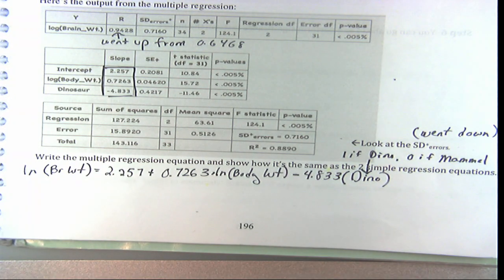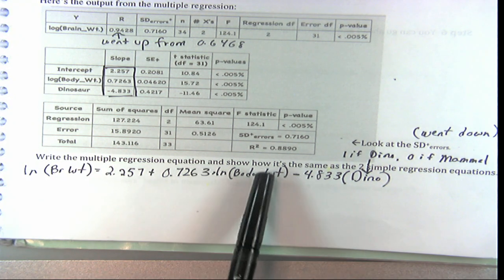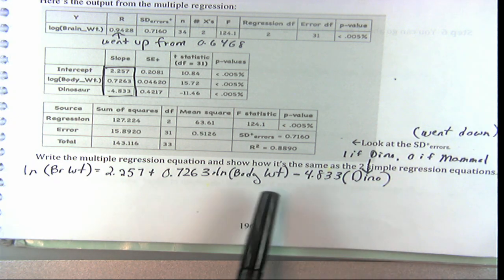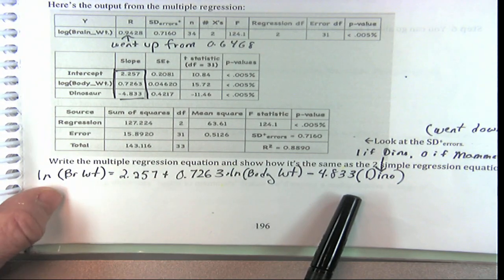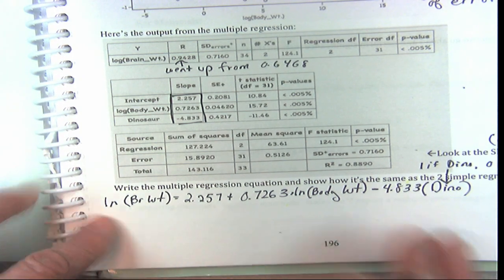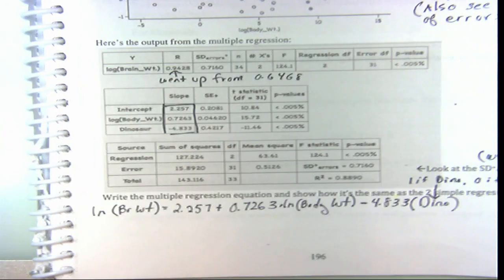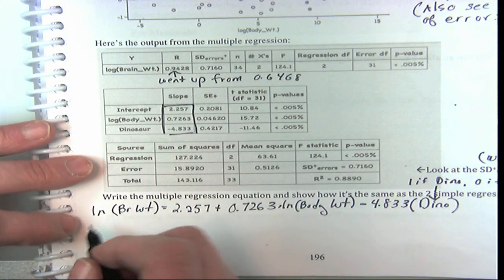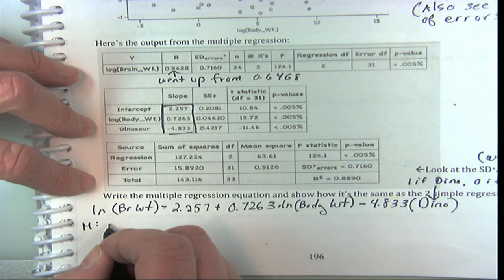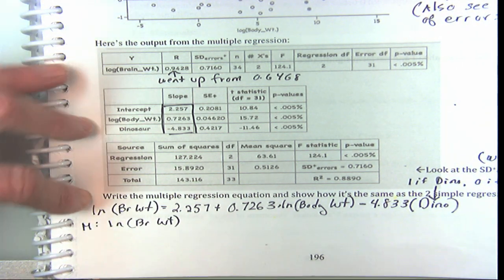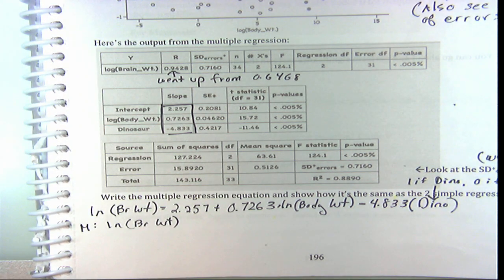We could see that. Now it says, write the multiple regression equation and show how it's the same as the two simple regression equations. So I want to show you how it's the same as these two simple ones. Why don't we do that as an iClicker? So let's get out your iClickers, and what you want to do is write it for mammals, what the log of the brain weight is, and also for dinosaurs, okay? So let's just go to the screen and do that.